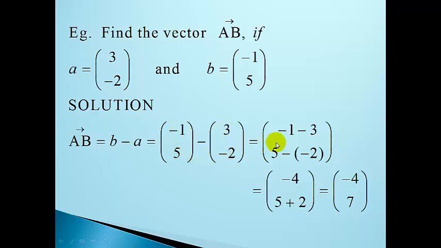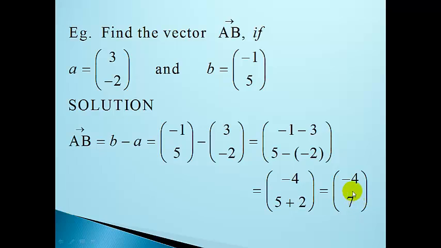And how do we subtract? We have minus 1 minus 3, and we have 5 minus 2. Now minus 1 minus 3 is equal to minus 4. And 5 minus minus 2 is equal to 5 plus 2. That is because minus 1 times minus 2 will give us plus 2. That means we have 5 plus 2, and 5 plus 2 will give us 7. So vector AB, which is equal to B minus A, is now equal to (-4, 7).